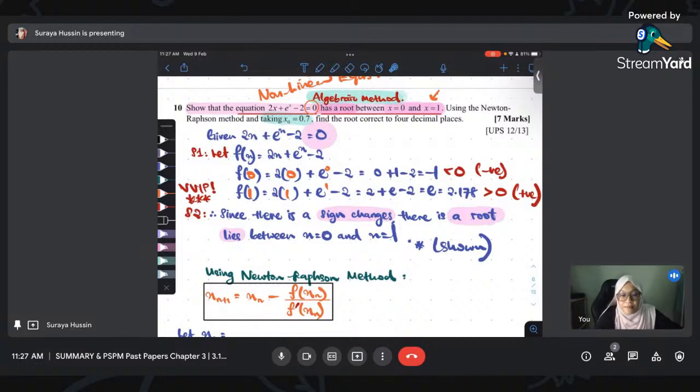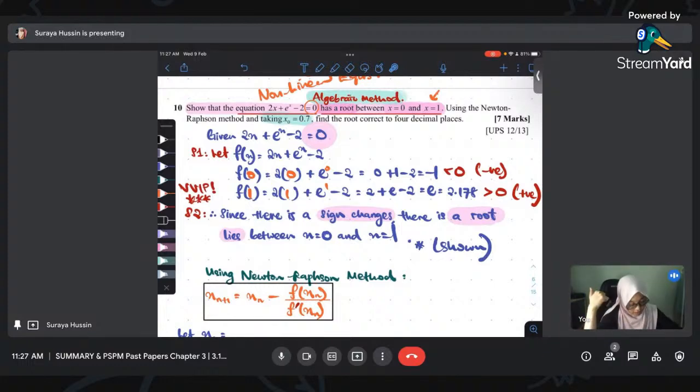So kamu jangan bimbang. 3.1 is the easiest. Hanya perlu tahu graph. You boleh buat dah. Dan juga algebraic method, ikut je step 1 dan step 2 ini. Setiap soalan akan sama je untuk chapter 3. Pattern dia akan sama sahaja. You don't have to worry. It's very good if you understand.